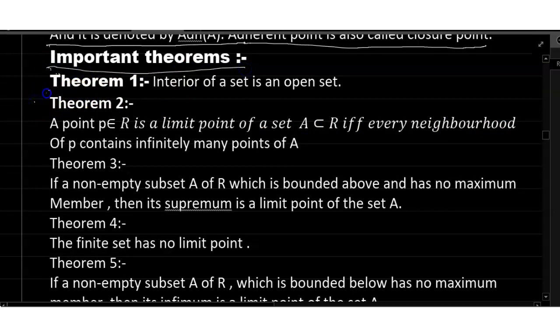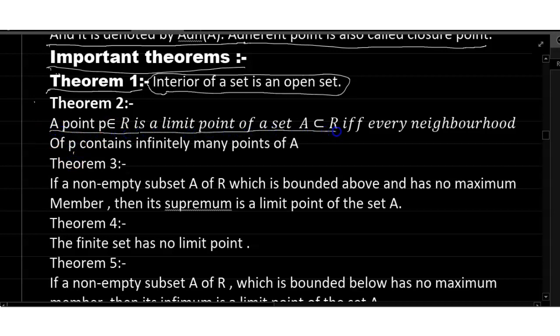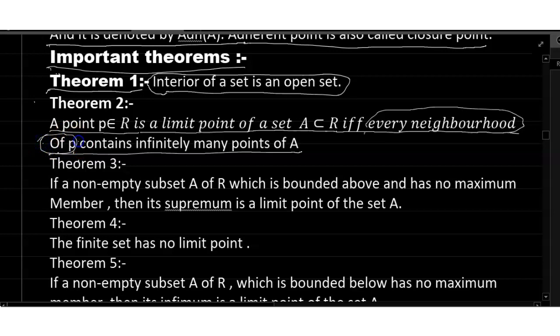Important number one. A point E is a limit point of a set A subset of R if and only if every neighborhood of E contains infinitely many points of A. Every neighborhood of E contains infinitely many points of A.